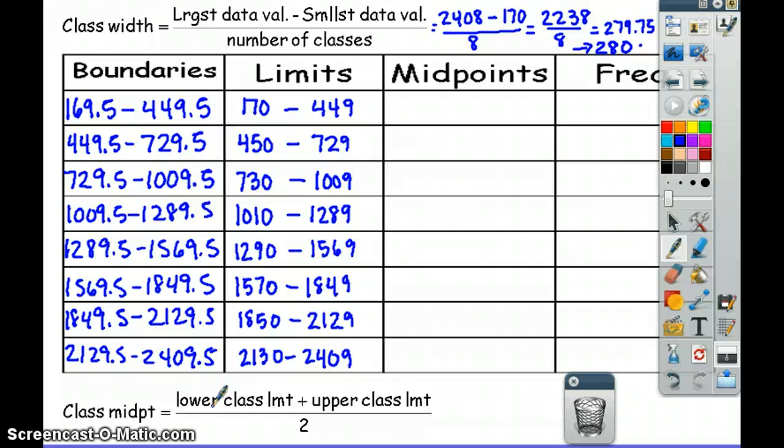Now to create the midpoints. Midpoints, think back to geometry, midpoints are in the middle. So I want the middle of the limits or the middle of the boundaries. The limits are easier to work with because I don't have decimals to deal with. To find the midpoint, I average the upper limit and the lower limit. So this 170 plus 449 divided by 2 gives me 309.5.